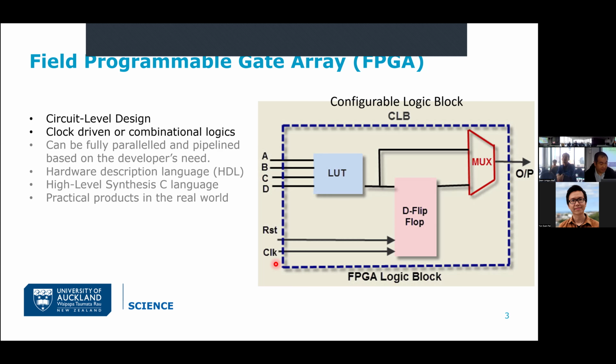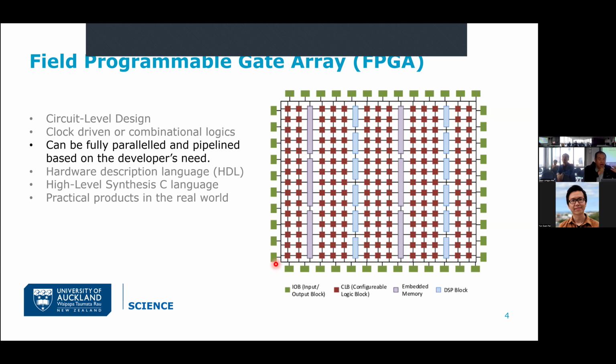When we scale up the quantity of CLBs, or configurable logic blocks, what do we finally have? We have a two-dimensional array based on these CLBs, and these blocks can all be programmed to output different values according to the input we give and the parameters set up in every CLB.